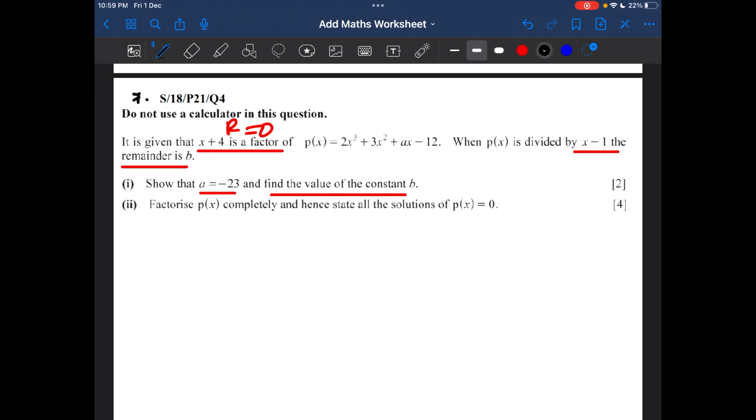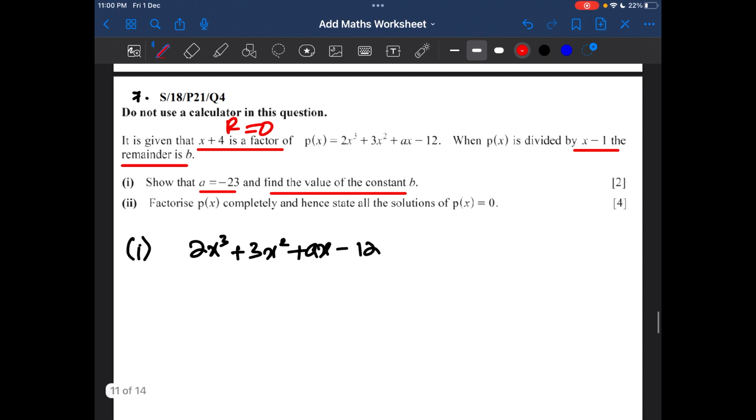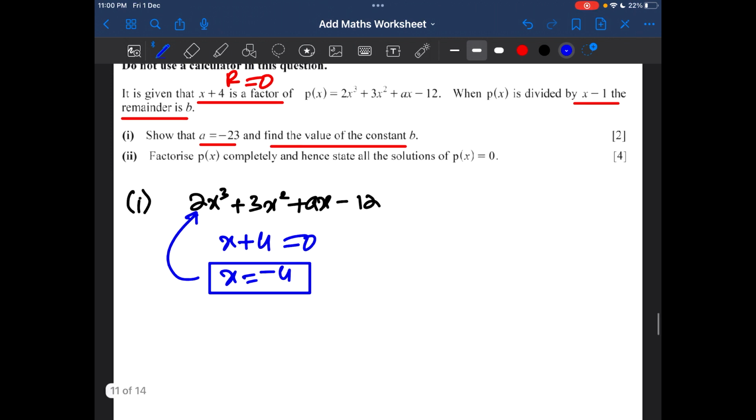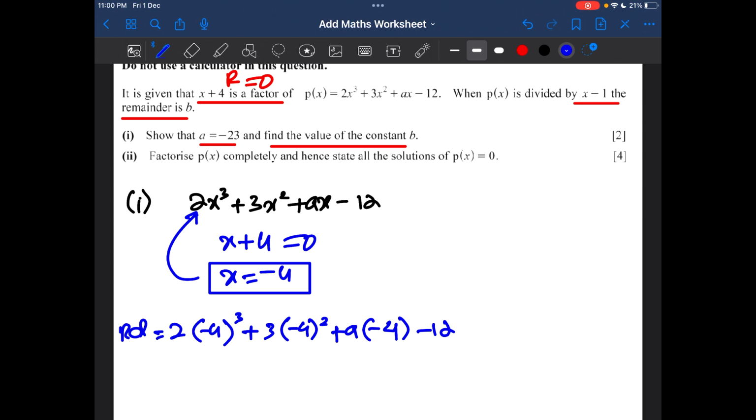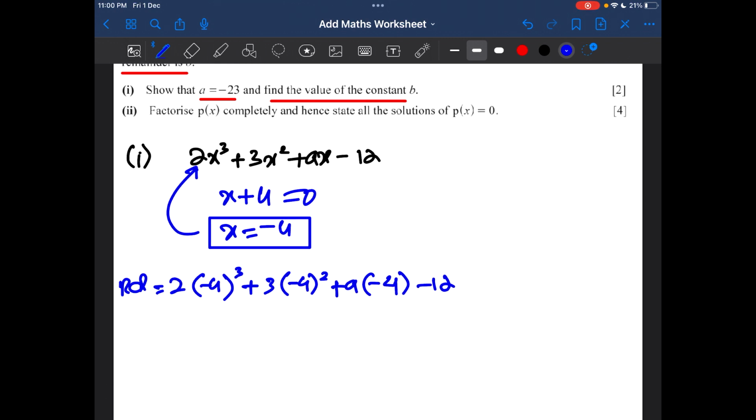So first things first, this is the equation 2x cube plus 3x square plus ax minus 12. If x plus 4 is a factor, I'm going to put x plus 4 equal to 0 here and get the value of x equal to minus 4 and put it in the equation. The moment I put it in the equation, it will give me the output as the remainder. This output is called the remainder over here. So minus 4 cube is minus 64, and multiplied by 2 is minus 128.